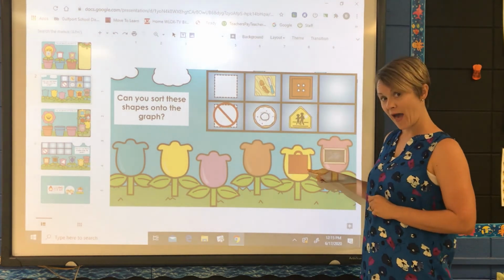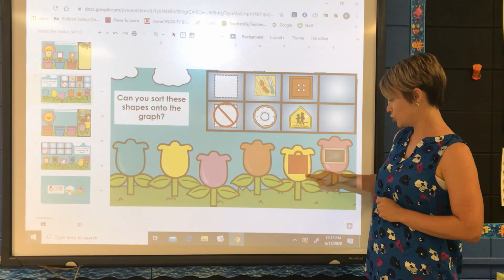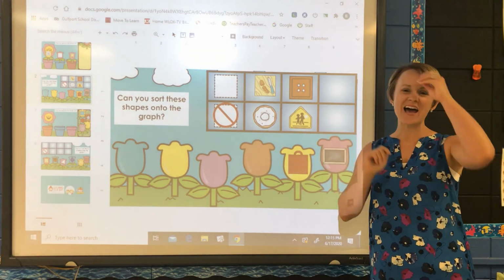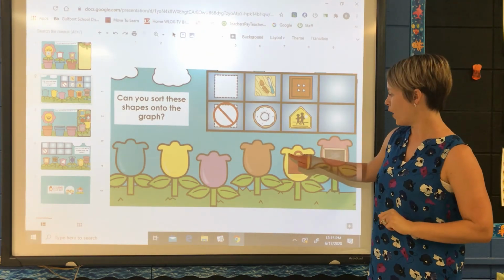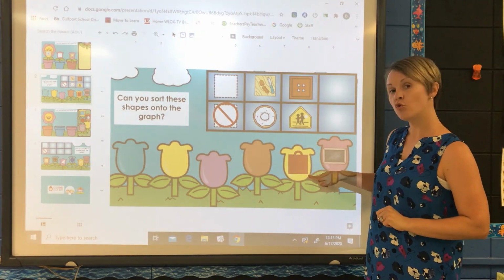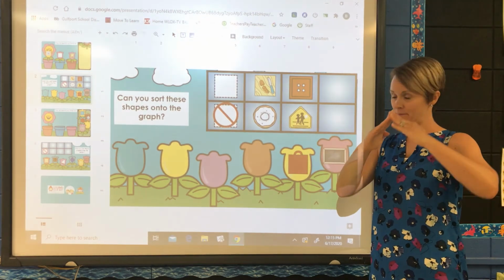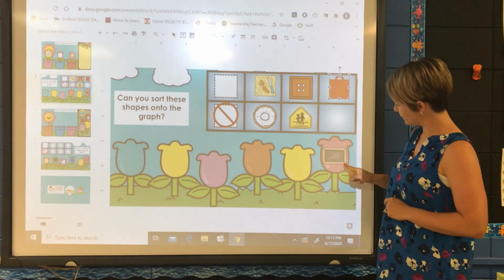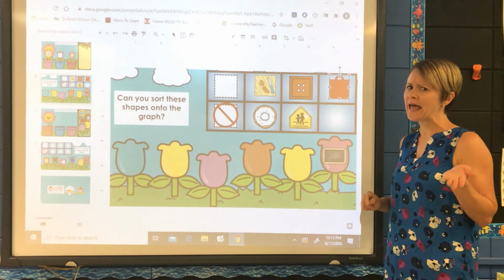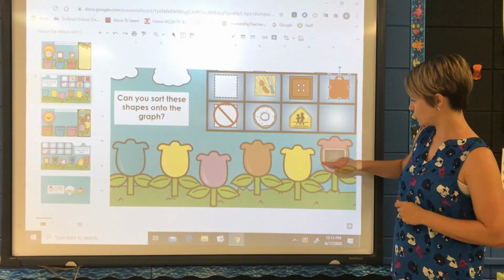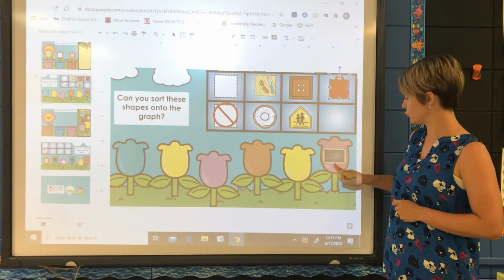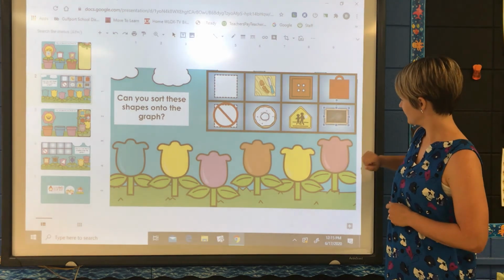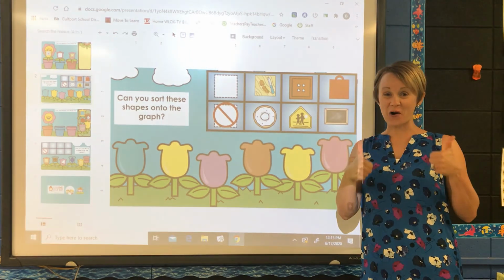This red shopping bag has 1, 2, 3, 4 straight sides, all the same size, and 1, 2, 3, 4 points that are the same. He's a square. This chalkboard, he has 4 sides, but 2 are short and 2 are longer. He's not a square. Great work, friends.